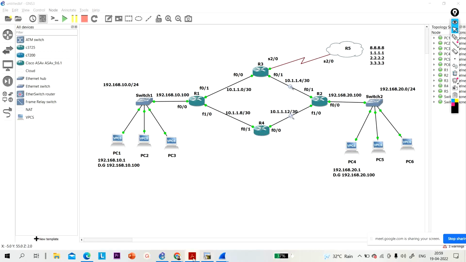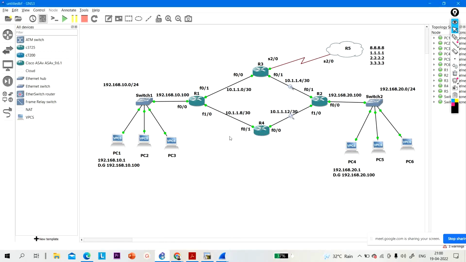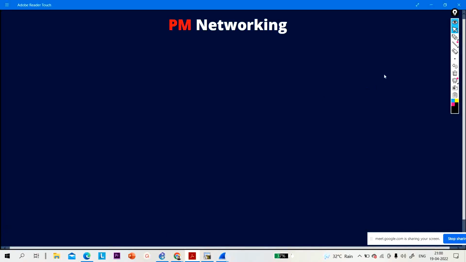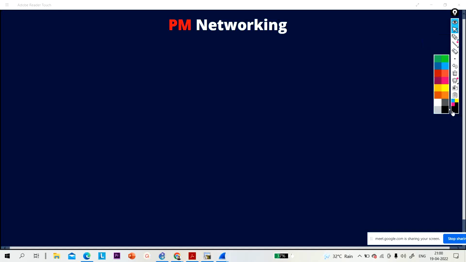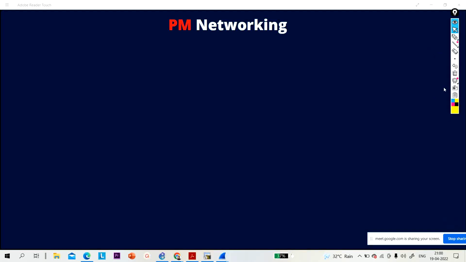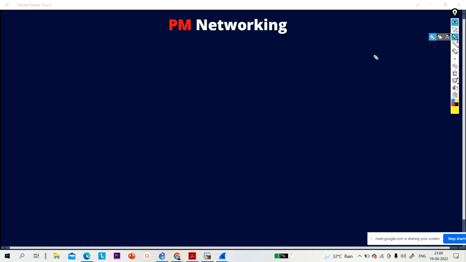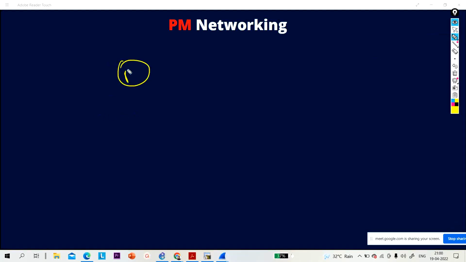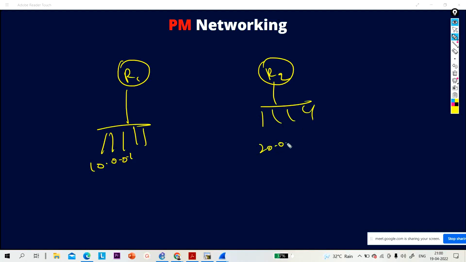Suppose someone configures a static route, but the two LAN networks are not able to communicate with each other. What is the reason? R1, R2. Here is the 10 network, 10.0.0.1, 2, 3, 4, 5, and here is the 20 network, 20.0.0.1, and here suppose 1.1, here is 1.2. FastEthernet 0/0, FastEthernet 0/0, FastEthernet 0/1, and FastEthernet 0/1.